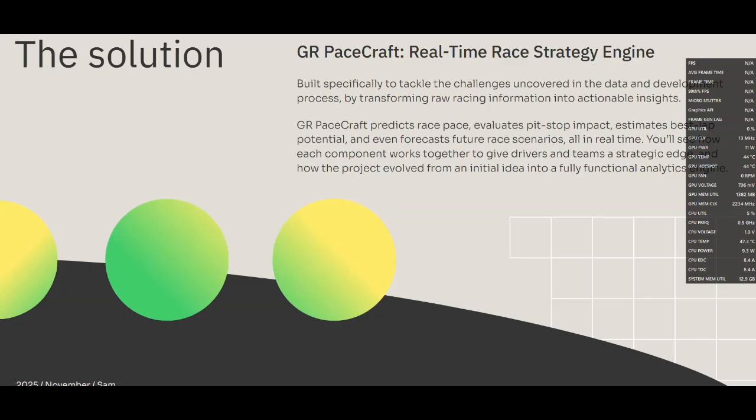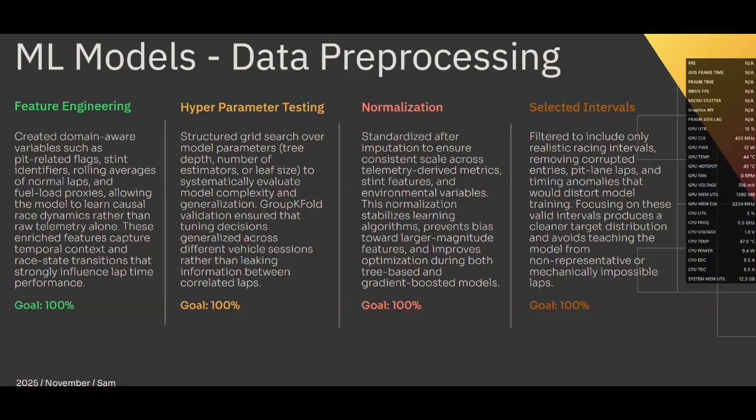So I call this the GR PaceCraft, which is a real-time race strategy engine. It's built specifically to tackle this challenge, to uncover that development process and provide actual insights. This is all in real time, and can give drivers and teams a strategic edge, like when to pit, when not to, and show, hey, this model predicted this, but we're 40 seconds off. Why is that?